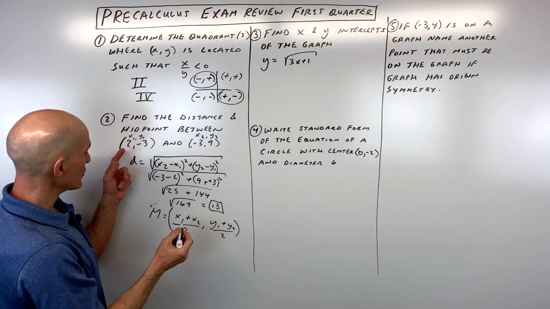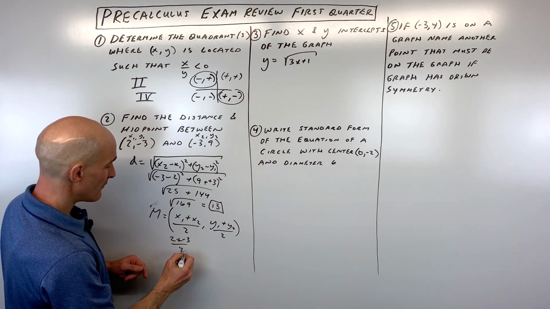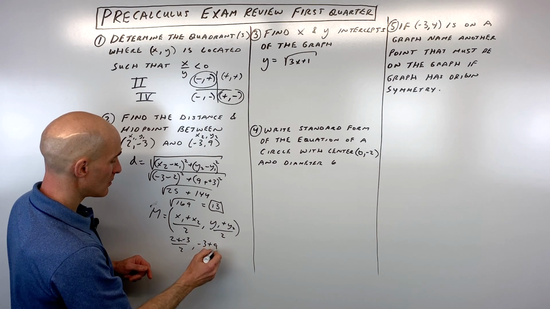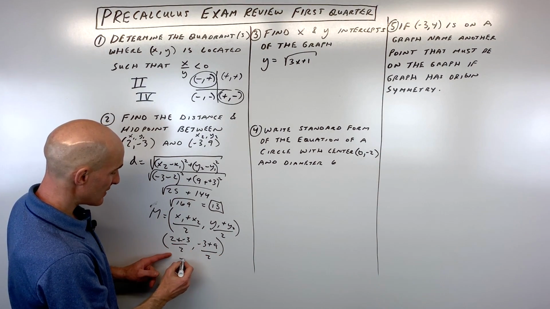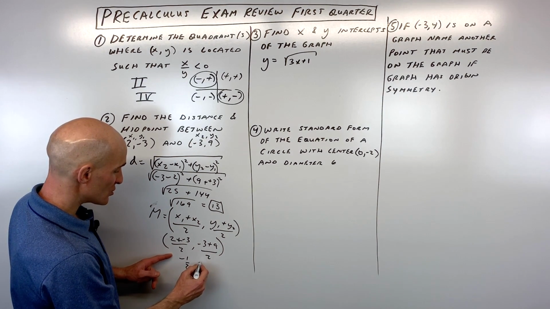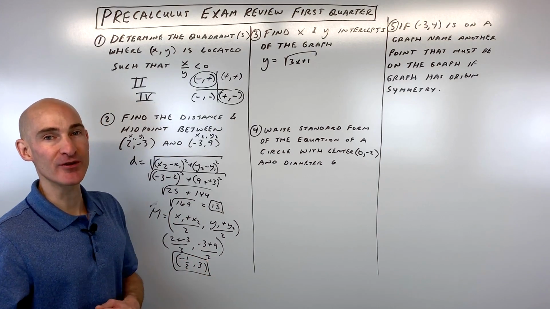So for this one, what we're going to do is we're going to say 2 plus -3 divided by 2, and we've got -3 plus 9 divided by 2. Now all we have to do is simplify. This is going to give us -1/2, and this is going to give us 6 divided by 2, which is 3. So you can see our midpoint is at (-1/2, 3).